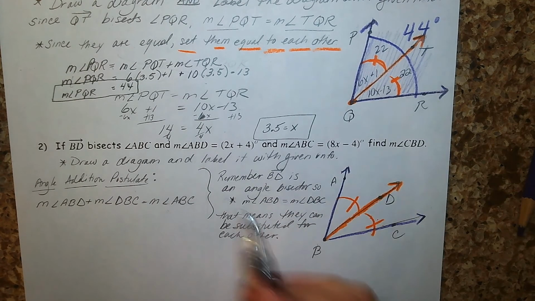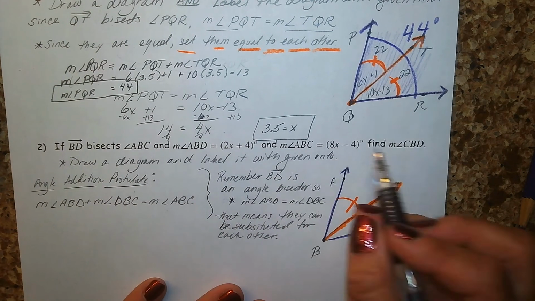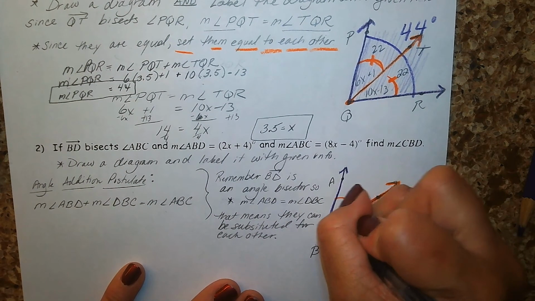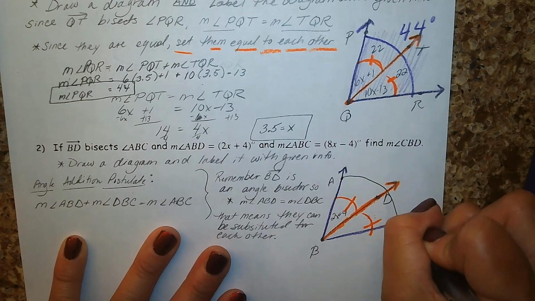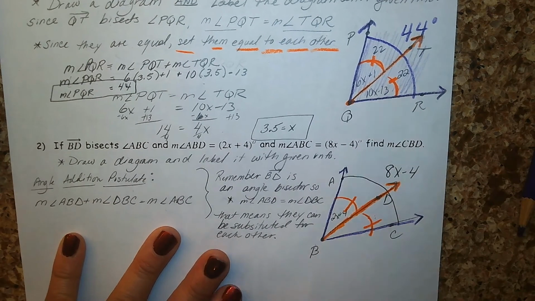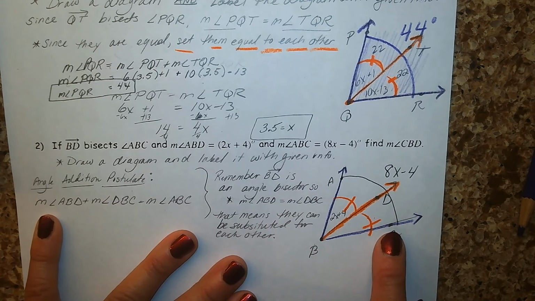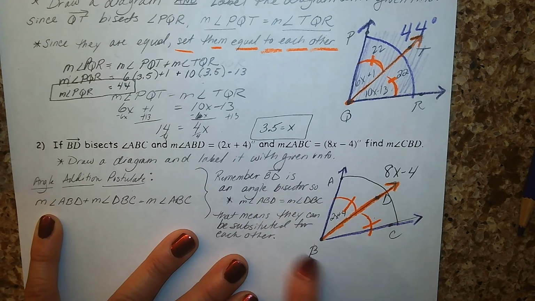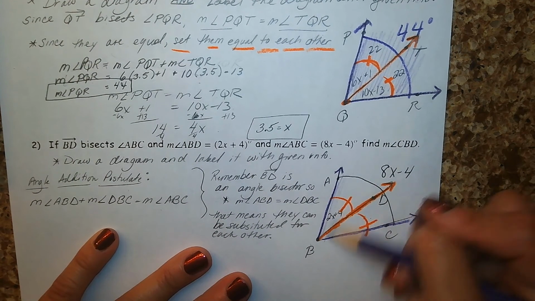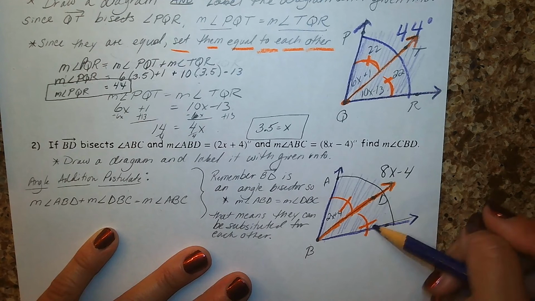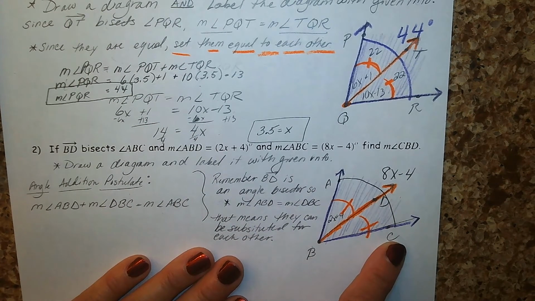All right, so let's now label our given information in here. ABD is this one right here. That's 2x plus 4. And ABC is the whole thing. That is 8x minus 4. And we put it inside here. Don't put it out here. A lot of students make mistakes, start sticking that 8x minus 4 out here. No, put it here. This entire angle, all of this together, is 8x minus 4. So you want it inside there.